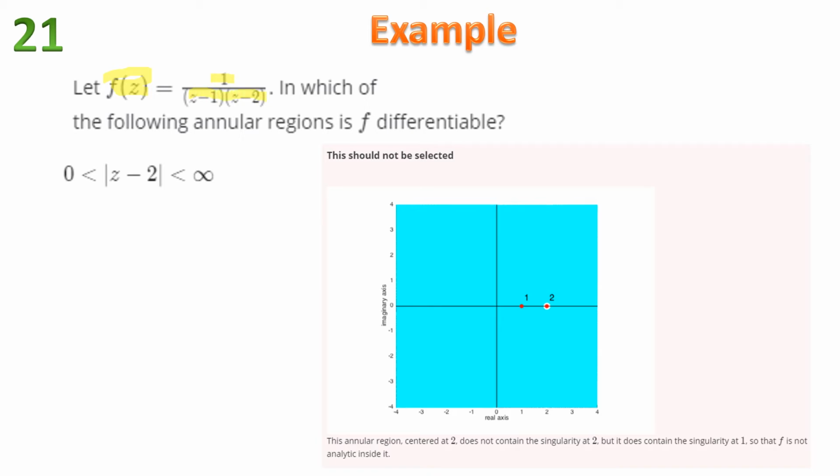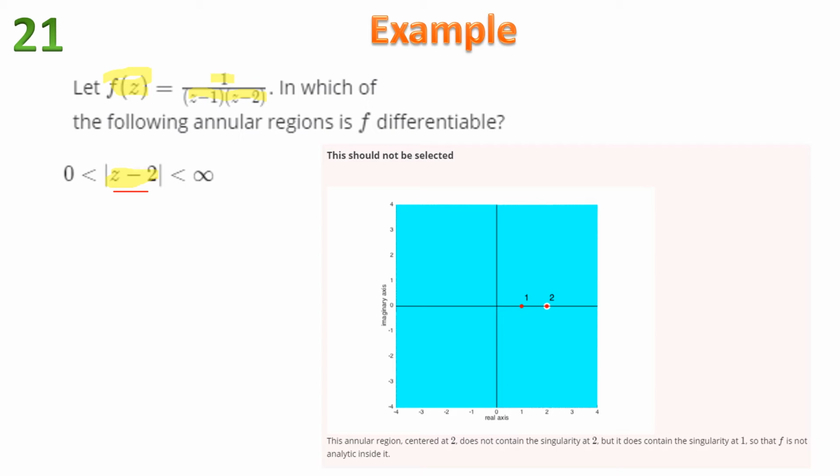And in this region, we have to check whether the function is differentiable or not in the annular region. Now here we consider mod of z minus 2. It means that we are talking about a circle which is centered at z equal to 2.